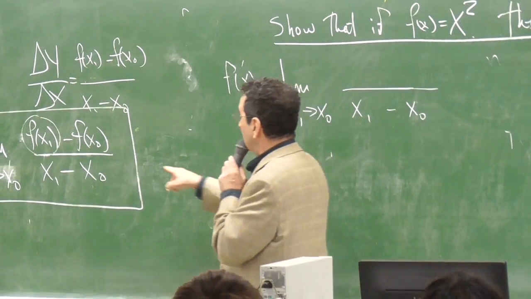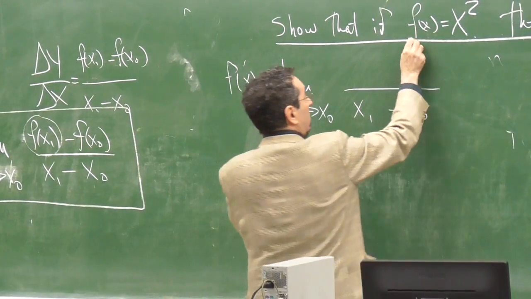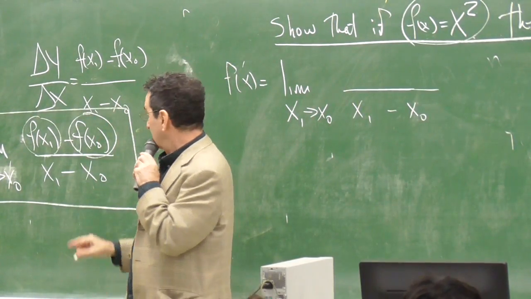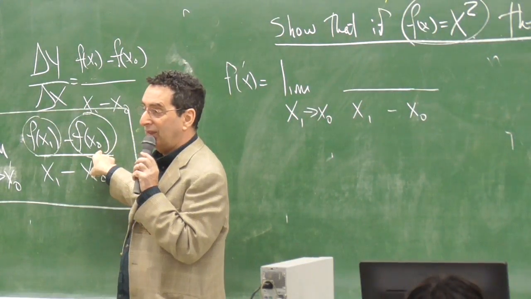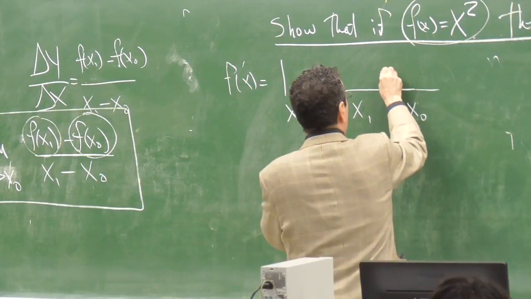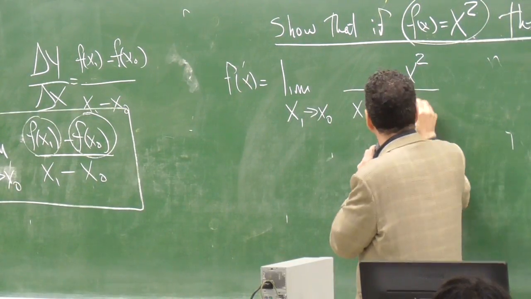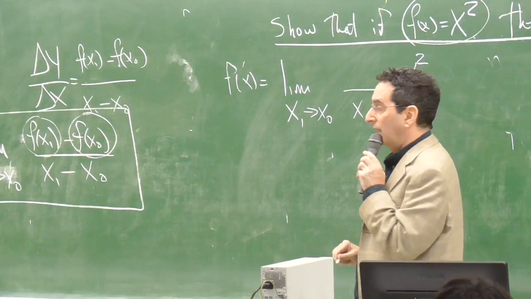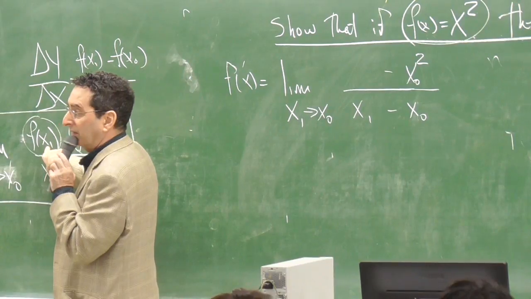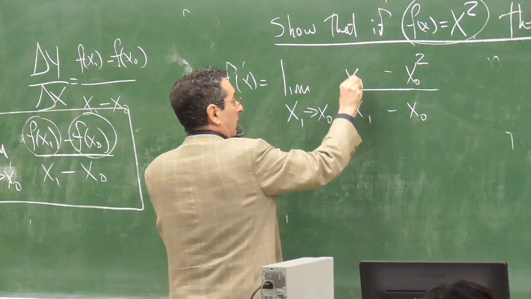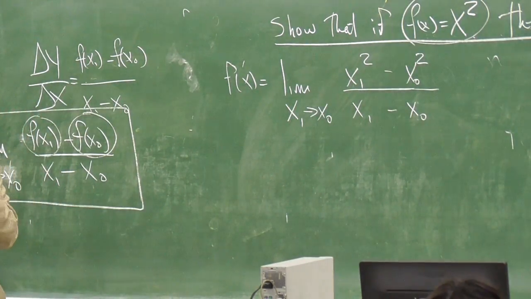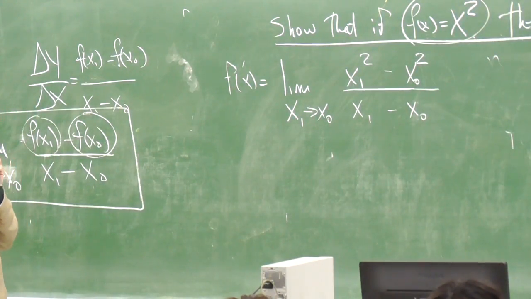Well, if we're talking about this function, then what is this? x0 squared, right? Very simple. Just x0 squared, so let's just put that in. And what is this part? x1 squared, right? Very simple. Okay, let's leave it and keep going.